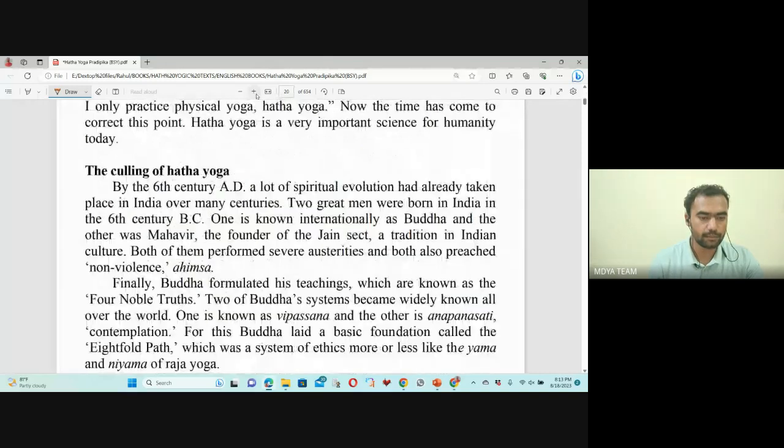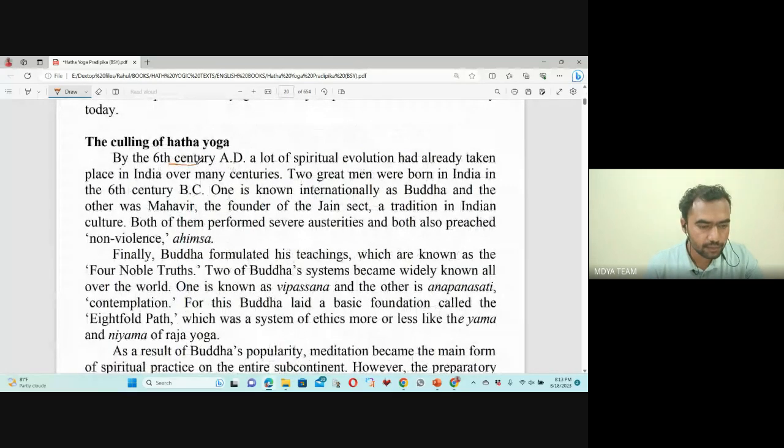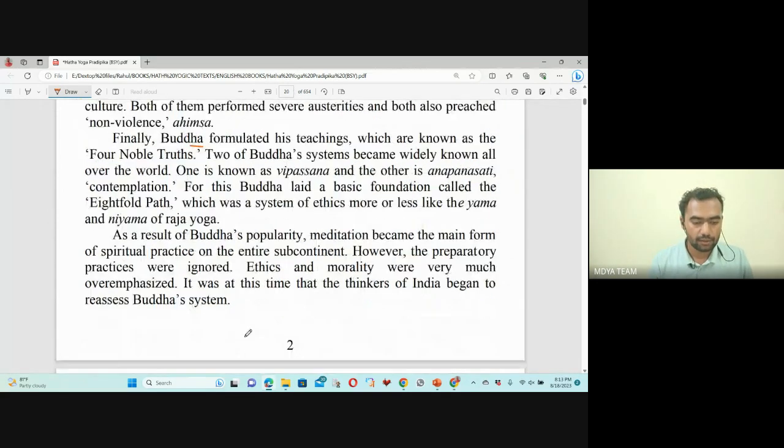Page number 20. After the 6th century, okay. Here it is mentioned. I will not read all the lines, I'm highlighting only a few lines. After Buddhism and Jainism, Hatha Yoga came, because in Buddhism they gave the Vipassana meditation. You know very well Vipassana. What is Vipassana meditation? But they prefer Yama and Niyama before the meditation.